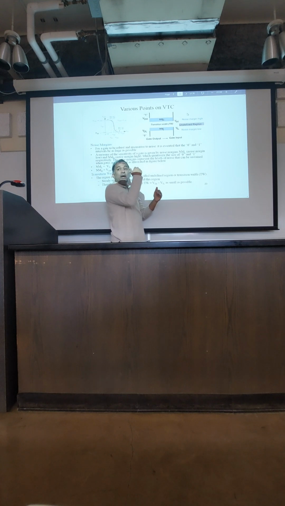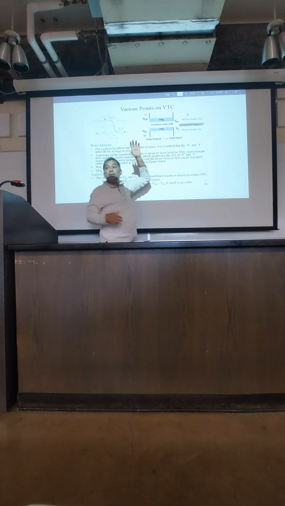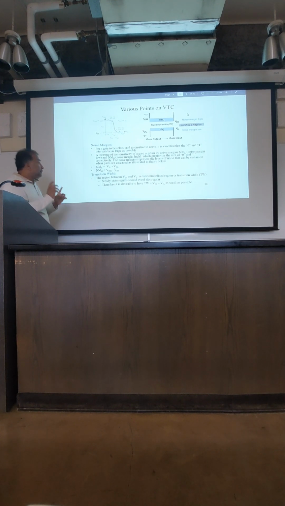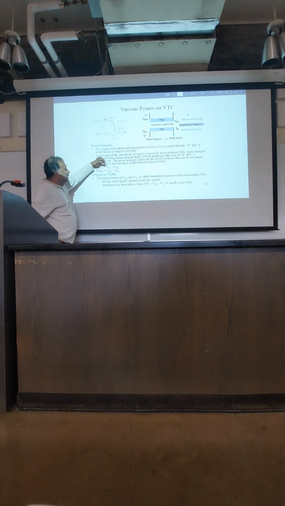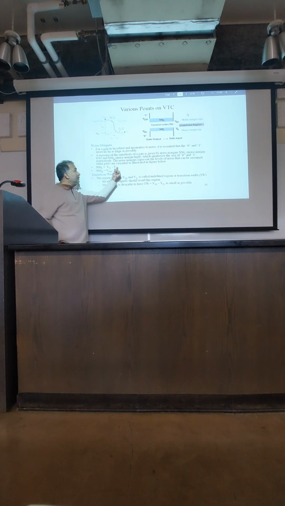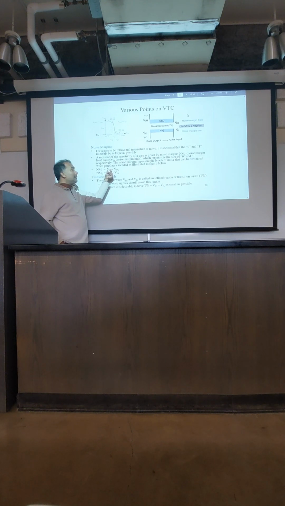Similarly, for input low and output low, both have to be in this range to be considered as valid input low or input high. Sorry, input low and output low. That is called noise margin low. So by definition, noise margin low is the difference VIL minus VOL. For CMOS inverter, VOL is 0, so noise margin low is equal to VIL.